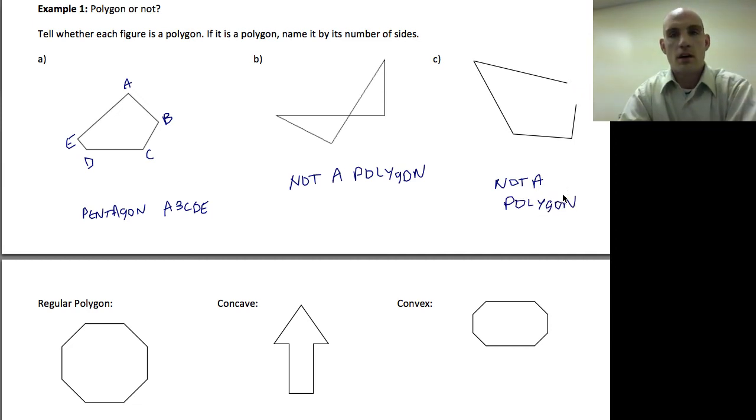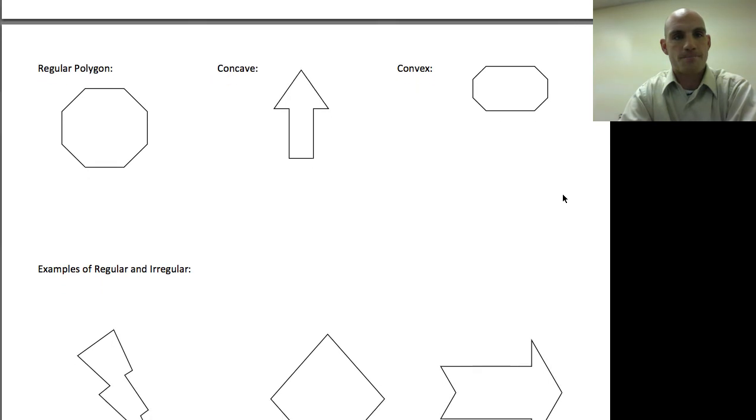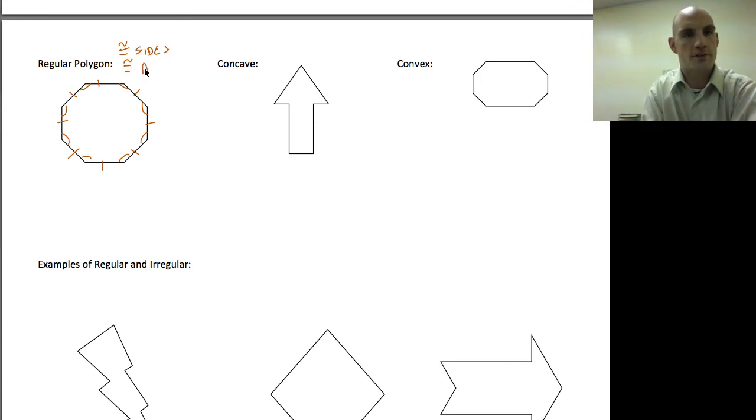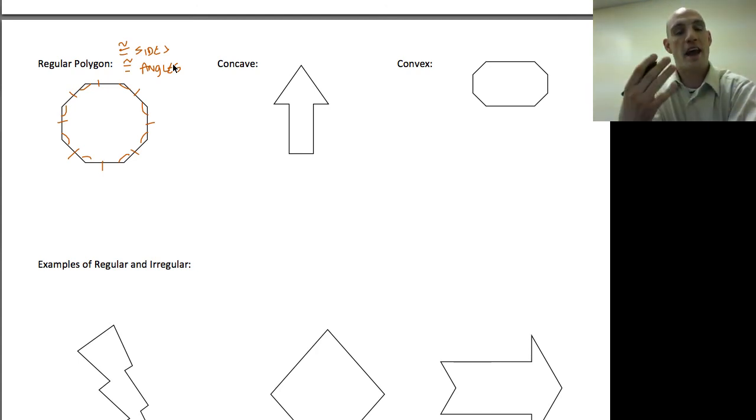Okay, special types of polygons. A regular polygon would be marked like this. We got to mark it up. Regular means everything is the same. Sides are the same and angles are the same. So if I mark all of these the same with arc marks and tick marks, a regular polygon is congruent sides and congruent angles. All right? That's the definition of a regular polygon. Congruent sides and congruent angles.